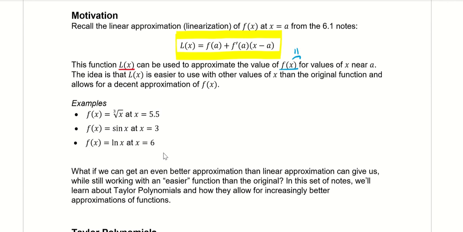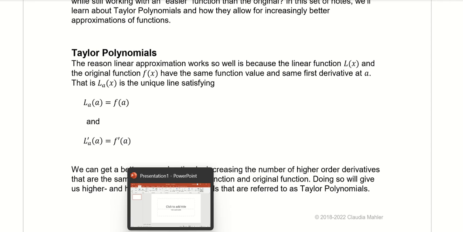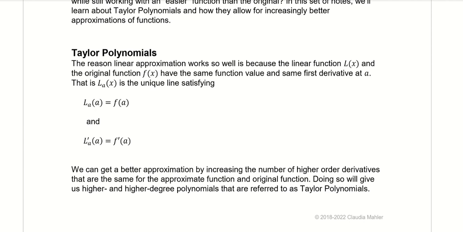So this is where we get into this idea of the Taylor polynomial. And the general form of the Taylor polynomial basically allows us to get as nice of an approximation as we want. So to introduce Taylor polynomials, let's talk a little bit of why linear approximation works so well. So the main reason that linear approximation works so well is because of that idea of that first derivative, that slope of the tangent line.